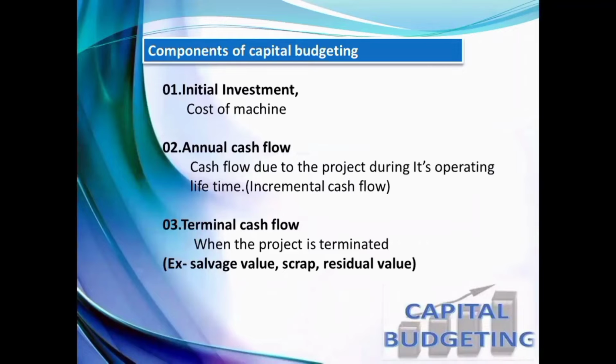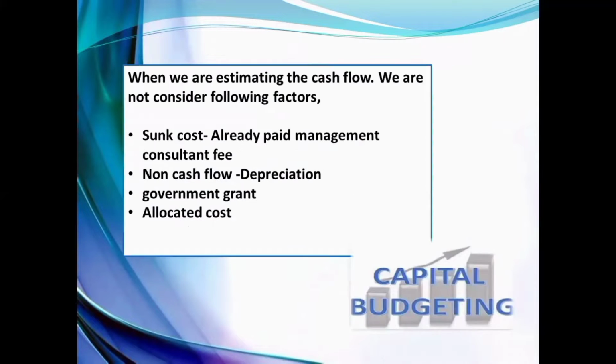Second one is components of capital budgeting. There are three main components of capital budgeting. First one is initial investment, that is the cost of the machine. Second one is annual cash flow, that is the cash flow due to the project during its operating lifetime, or incremental cash flow. Third one is terminal cash flow. That means when the project is terminated, as examples, salvage value, scrap value, residual value.